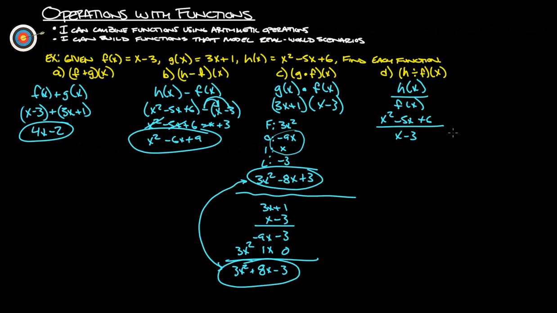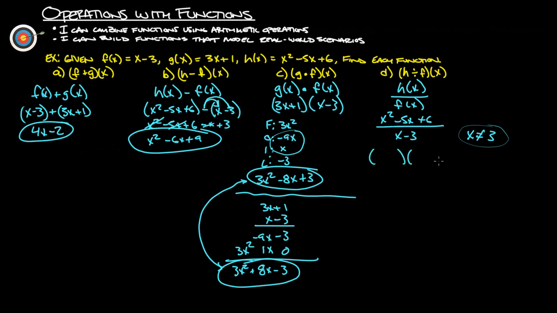Now, what we can do on this top part here is factor it out and see if it simplifies with the bottom. First off, we already know that x cannot equal 3, right? Because 3 minus 3 gives you 0, and we can't divide by 0. So we know for sure x cannot equal 3, but let's figure out what else this simplifies to.